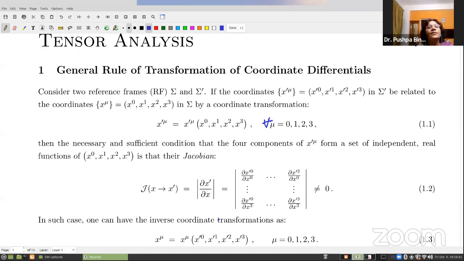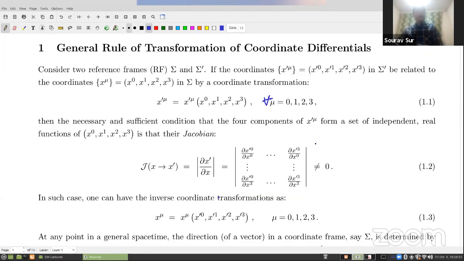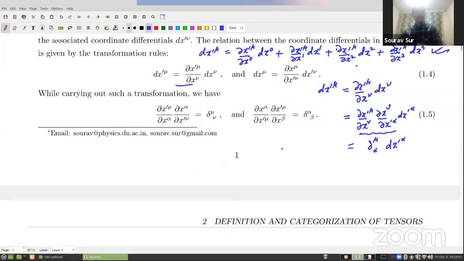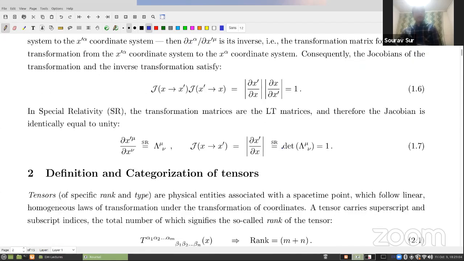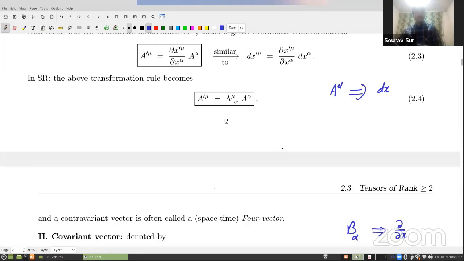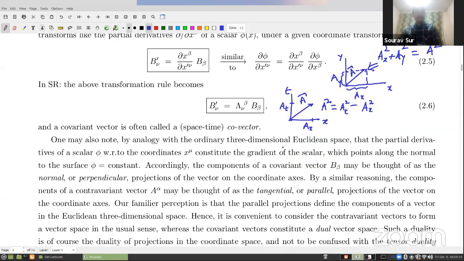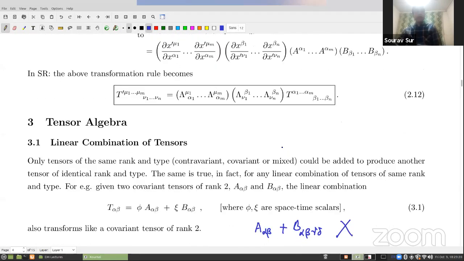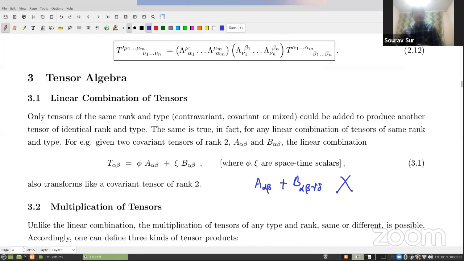Yes, we can see now. So I shall start from where I left yesterday. I gave the basic introduction of tensor analysis, followed by the definition and categorization of tensors, and explained the differences between contravariant and covariant vectors, tensors, and so on. So today, I asked you to go through these notes on the tensor algebra.